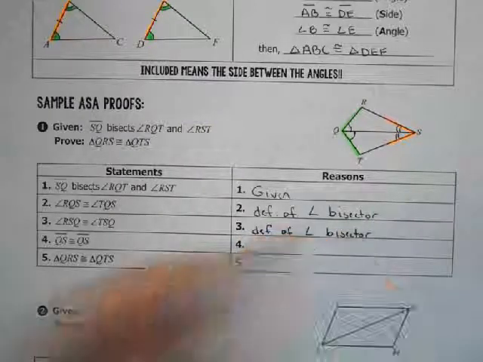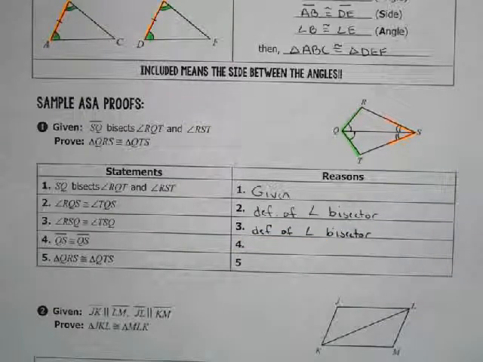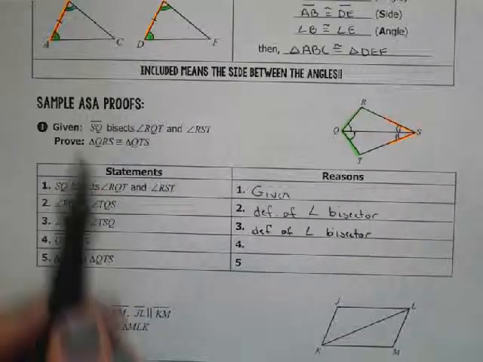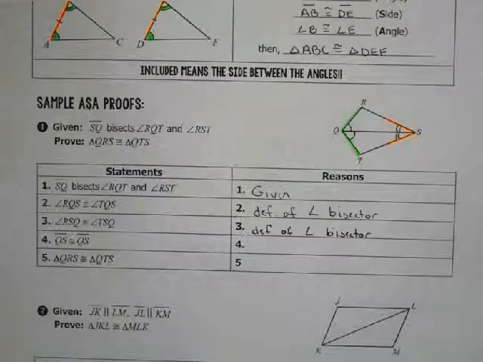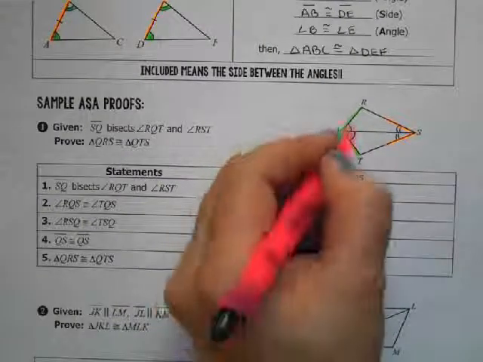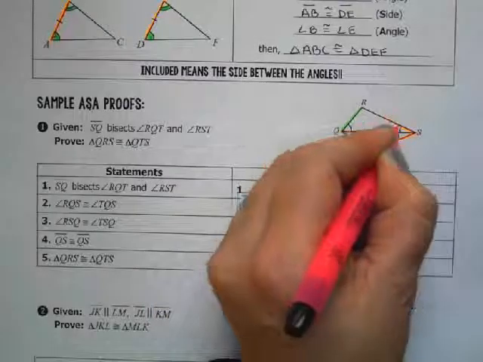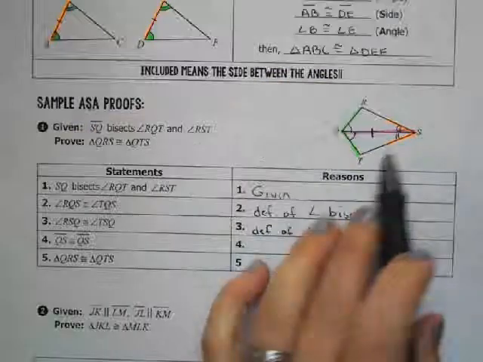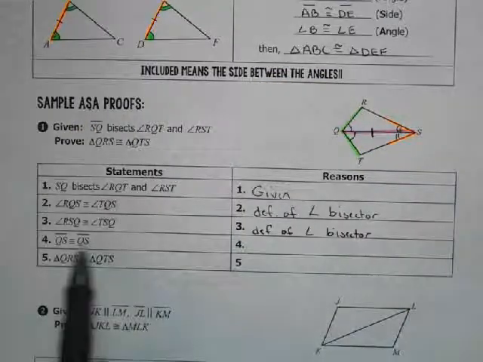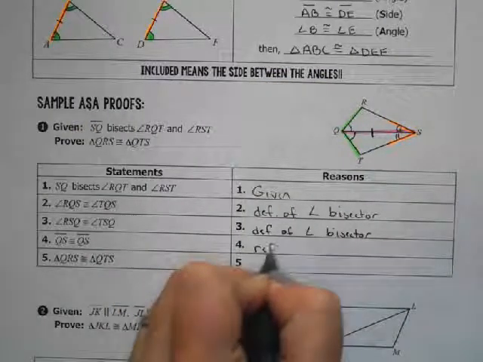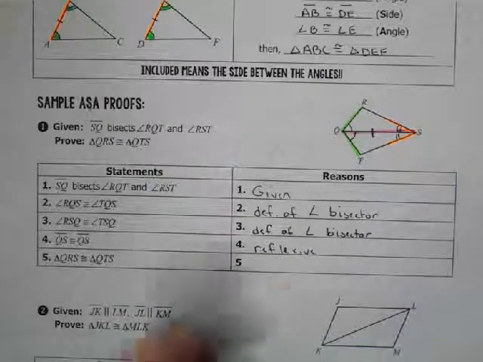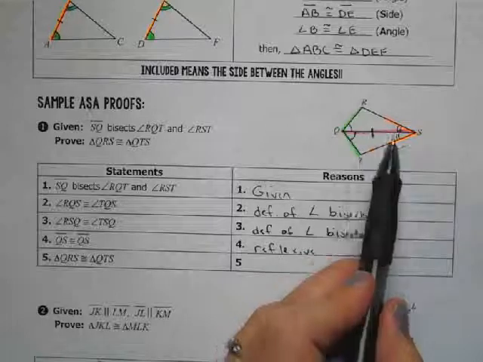And then we have to have a side, and the side has to be between the two angles. Well, the only side that's possible to know that is congruent is the shared side. Remember, we always want to do the shared sides, which would be QS, and that would be congruent to itself. So QS is congruent to QS, reflexive property. And then we have angle side angle as our reason for that proof.